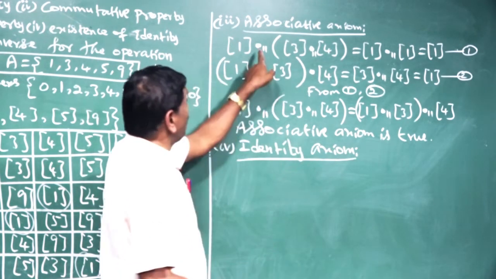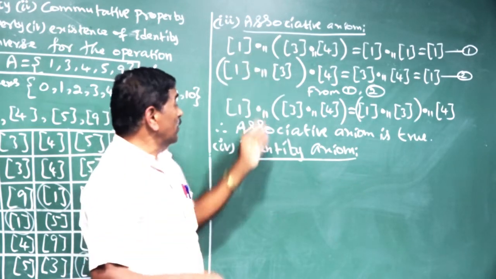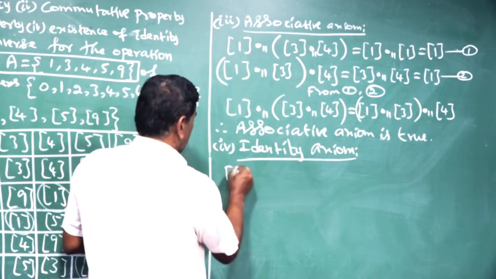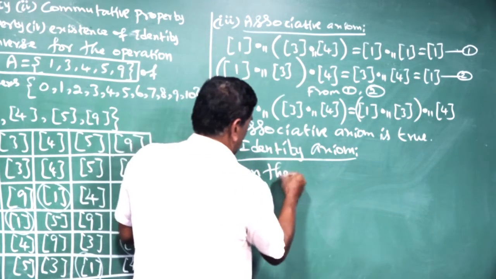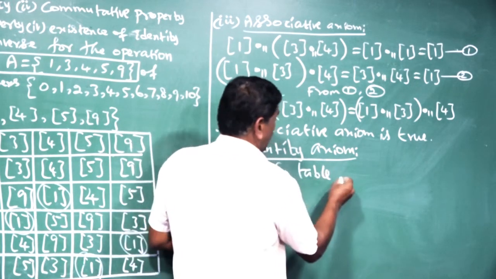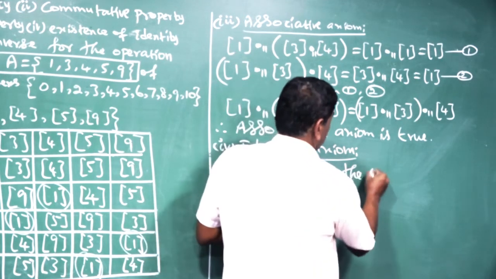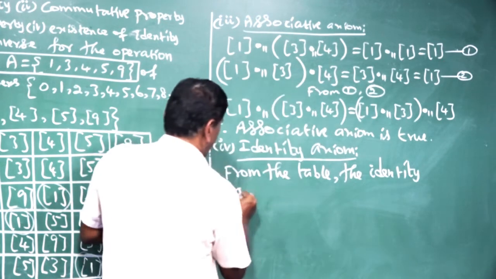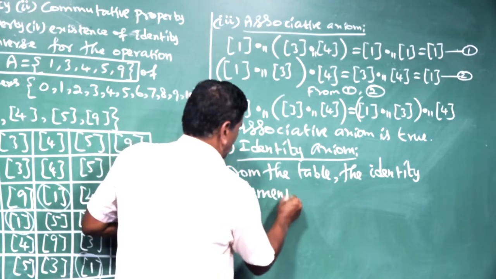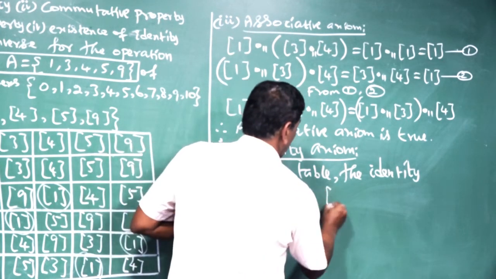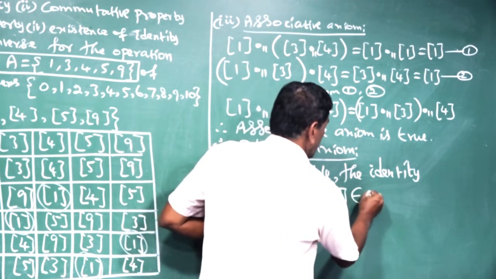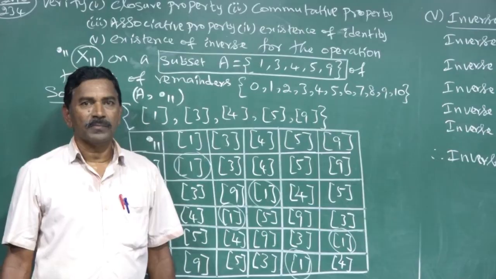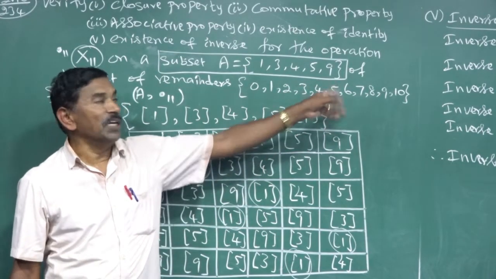We know that multiplicative identity is 1. Therefore, from the table, the identity element is 1. That's all. From the table, the identity element is 1, belongs to A. Therefore, identity axiom is true. Enough. Children, listen. Now, fifth topic, inverse axiom.